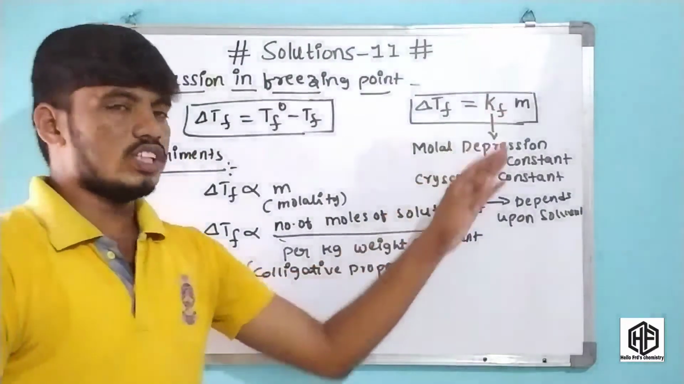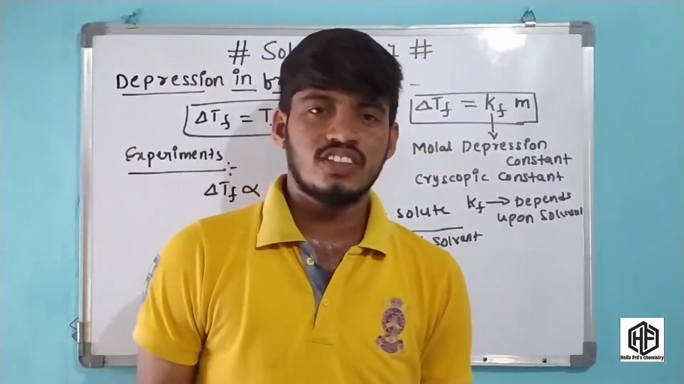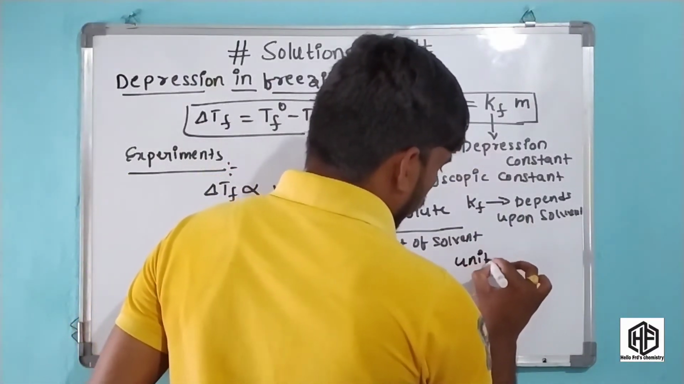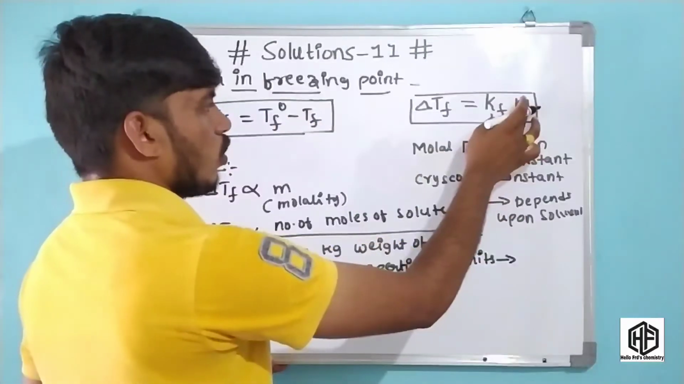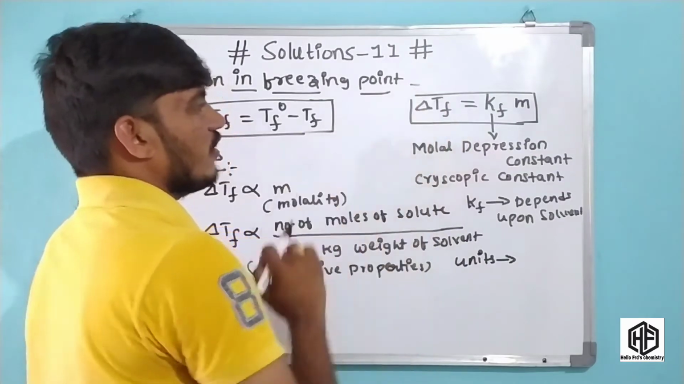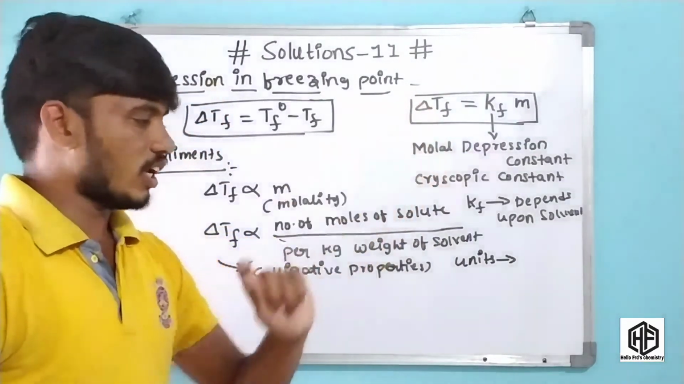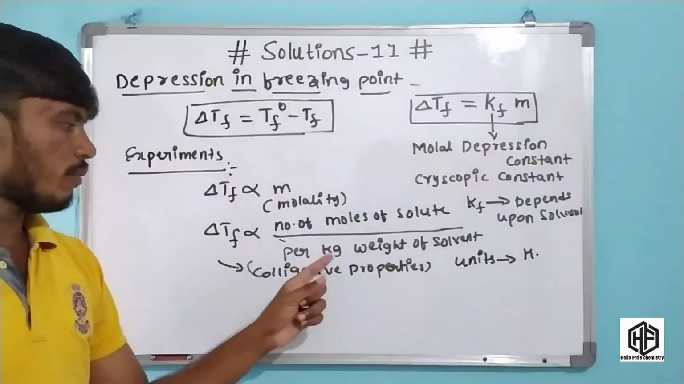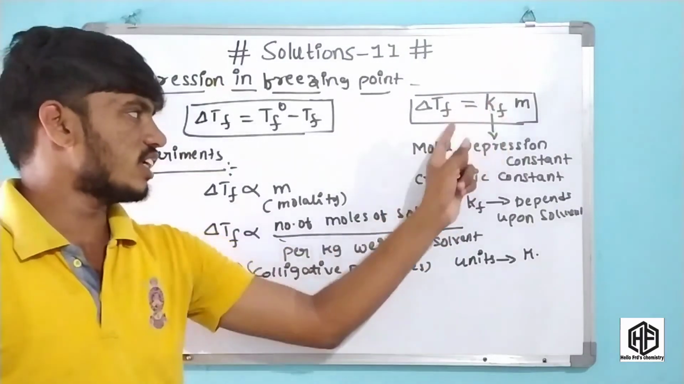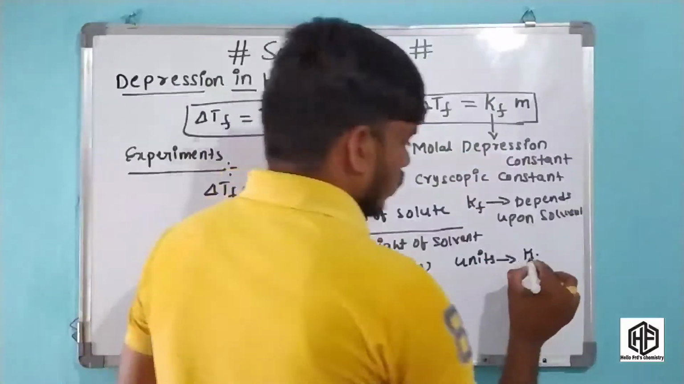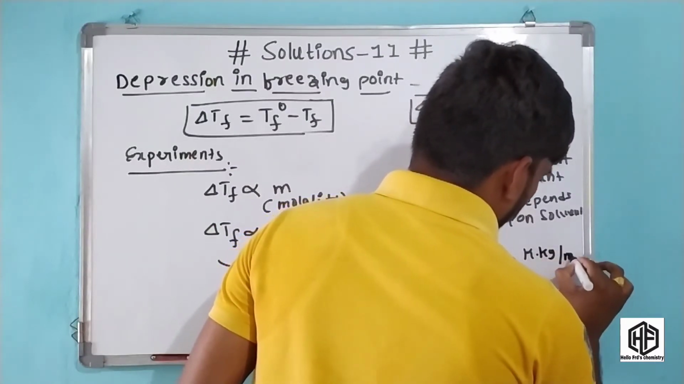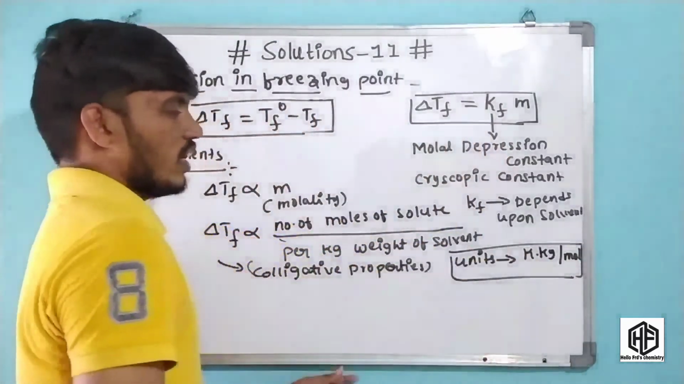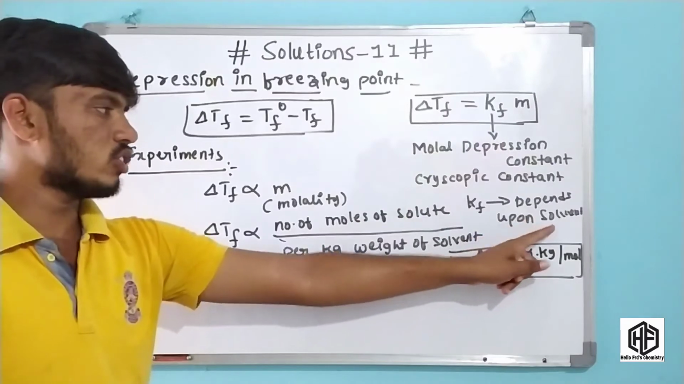Now what are the units of Kf? In many competitive exams this is asked. ΔT is the change in temperature, represented in Kelvin, and molality is moles per kg. So on this side we get kg per mole. The units of Kf are Kelvin into kg per mole. This Kf depends upon the solvent.